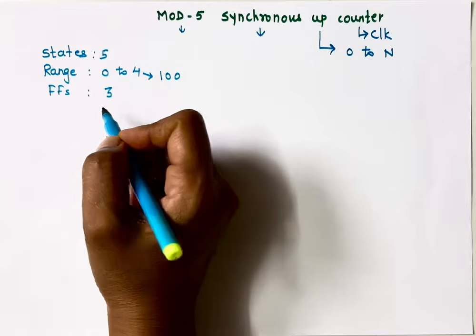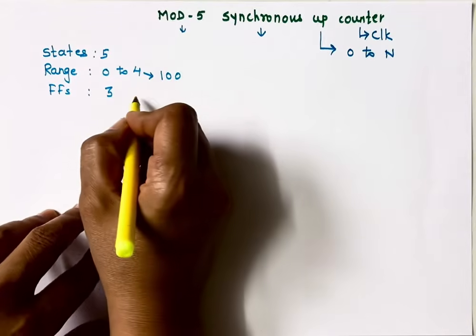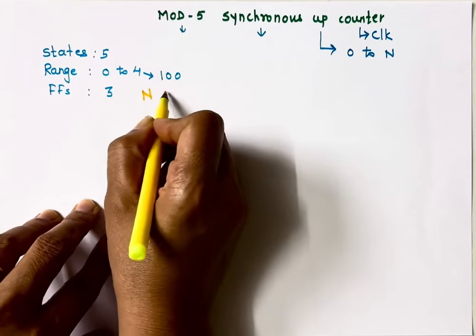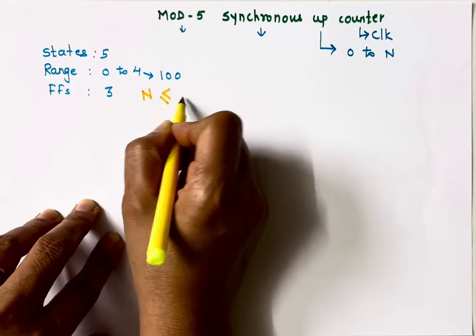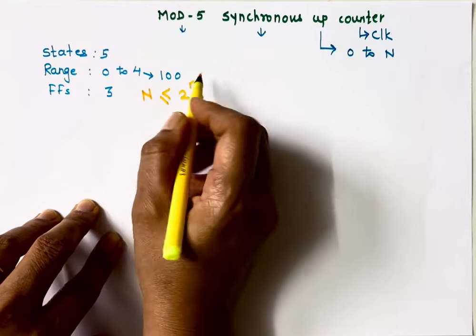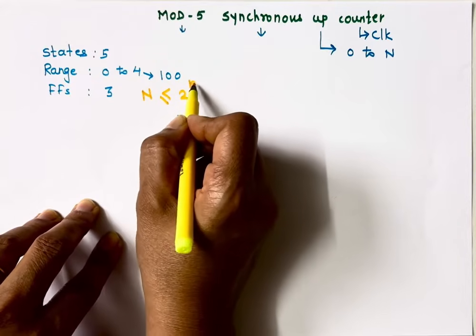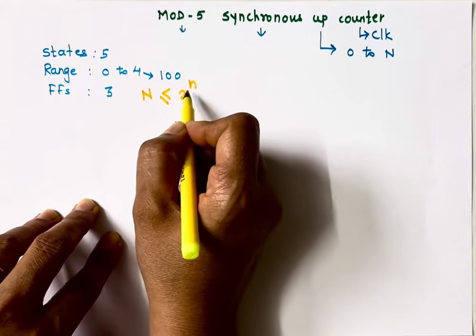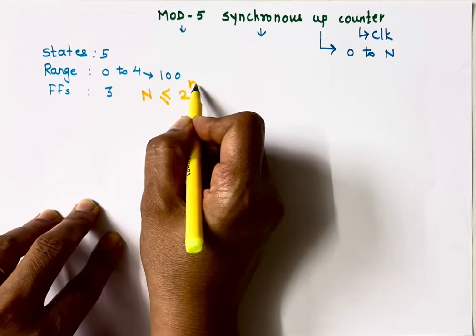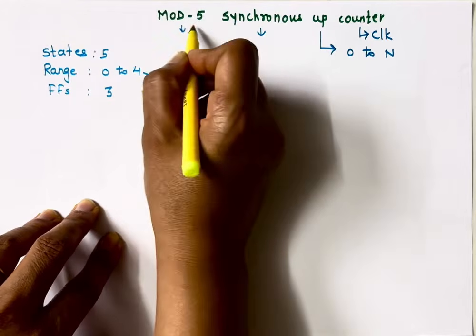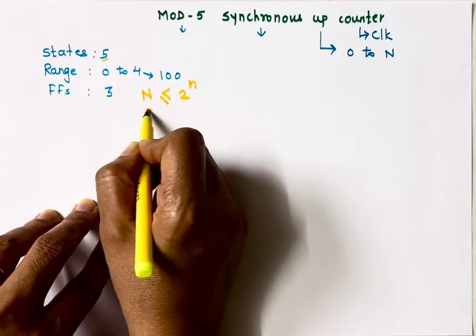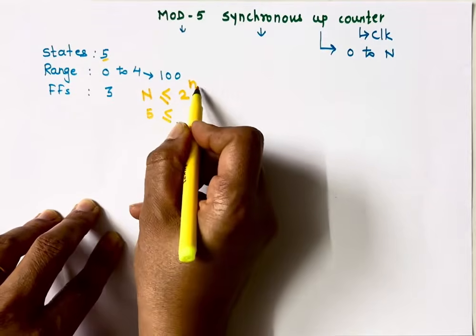Another method is number of states, n, must be less than and equals to 2 raised to n. Here small n indicates number of flip-flops. So if I'll put 2, 2 raised to 2 is 4. But my number of states are 5. So 5 should be less than and equals to this value.